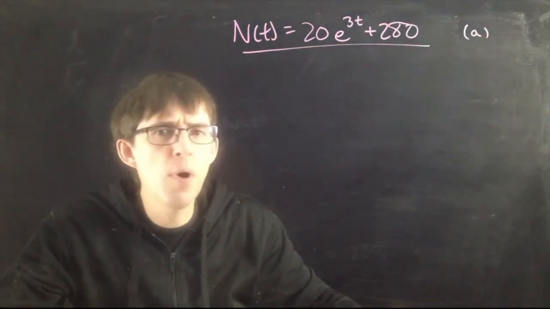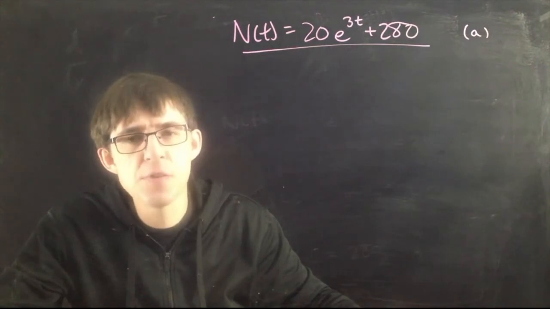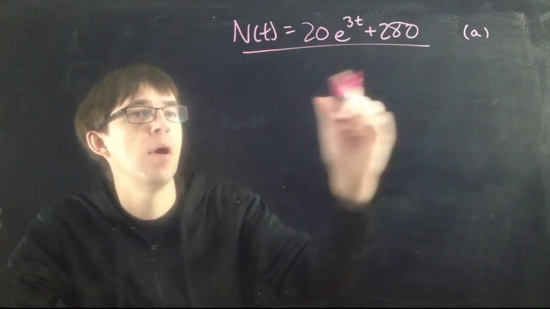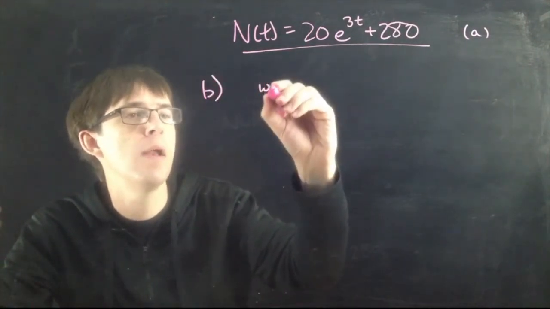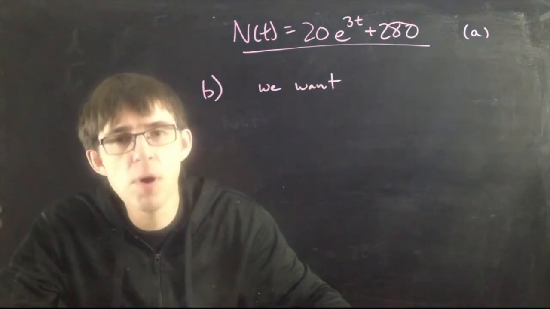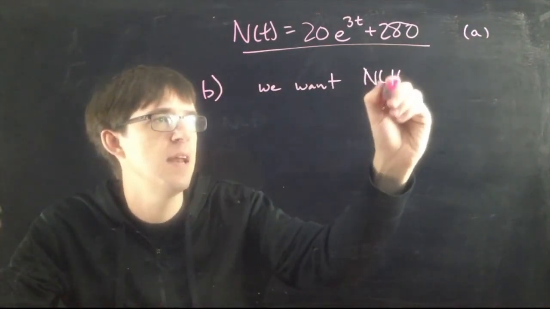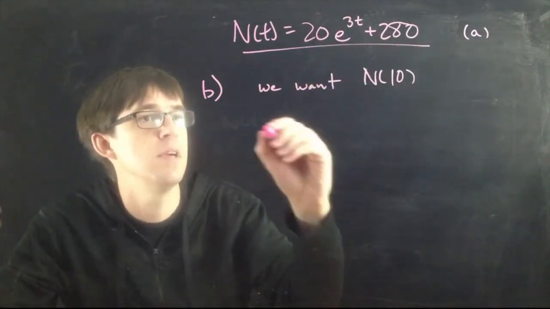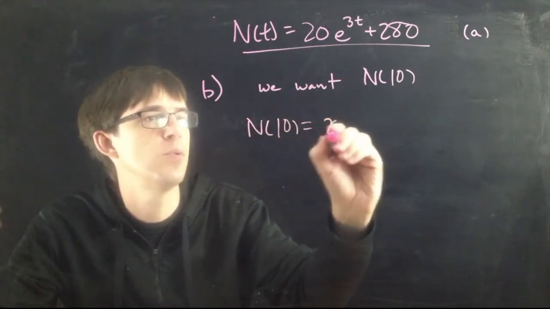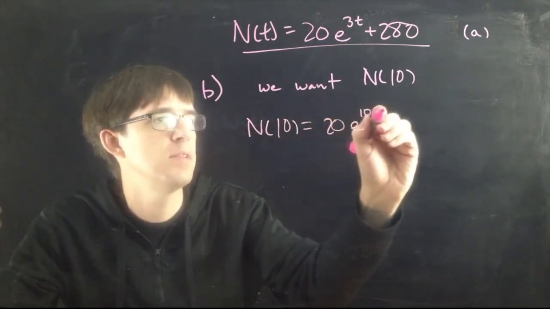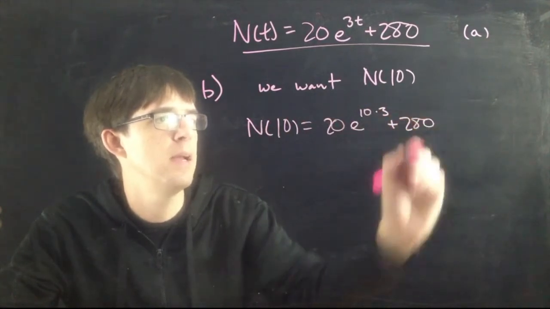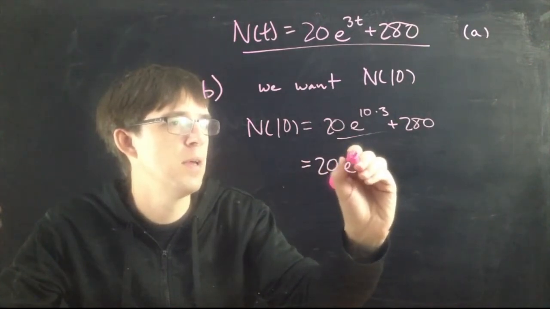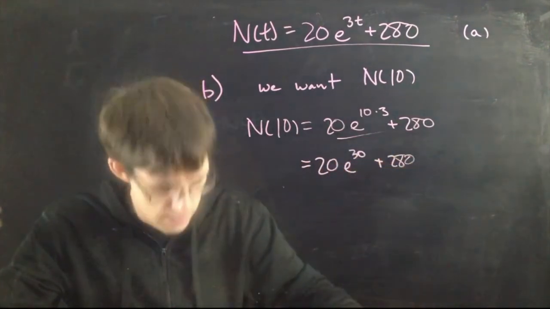All right, what about part B? Part B said, how many cancer cells are there on day 10? Having already figured out a formula for N of T, we want to know the number of cells on day 10. That's just N of 10. So for part B, all you have to do is plug 10 in for T here. N of 10 is 20 e to the 10 times 3, plus 280. And this is just some number you can put on your calculator: 20 e to the 30 plus 280.